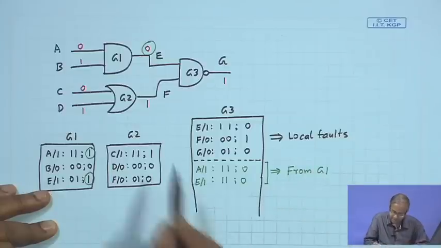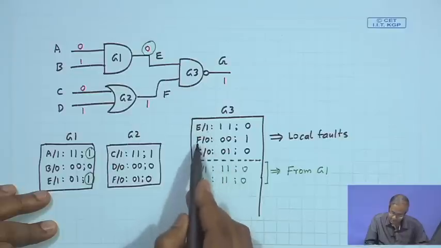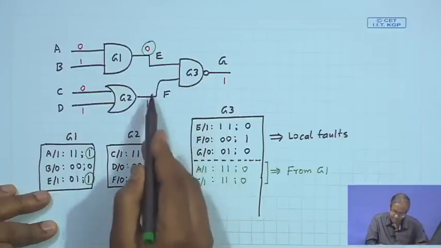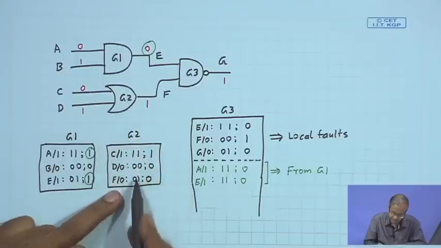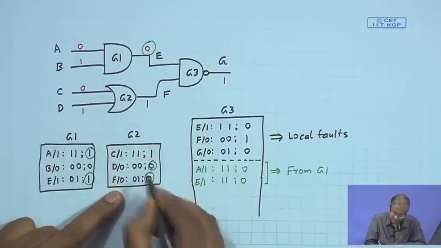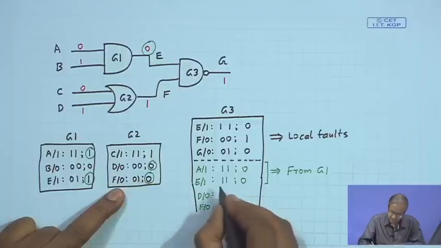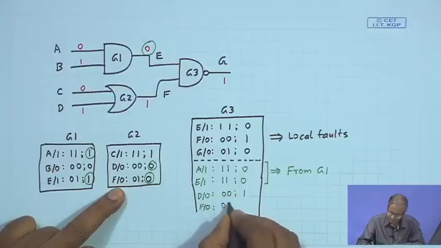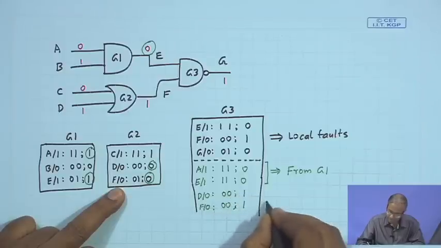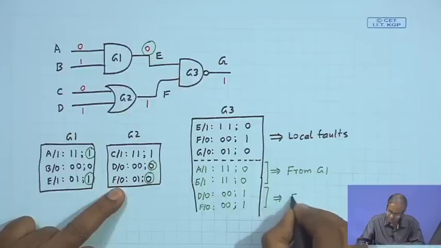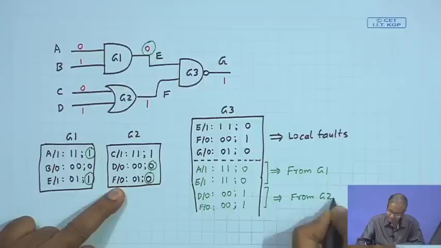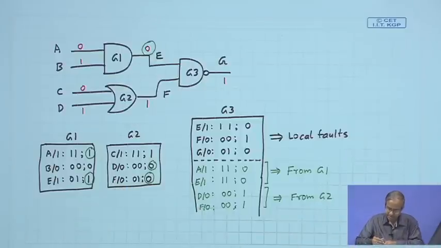So, these two faults have been propagated from G1. Similarly, look at F. Well, you have already inserted F stuck at 0 local fault here, but F might become 0 because of some fault which is there in G2, which are this and this. So, also add those two faults, D stuck at 0 and F stuck at 0. So, this will become 0 0. These two faults are from G2. So, you see that in this way you can proceed, you can compute the fault list finally.